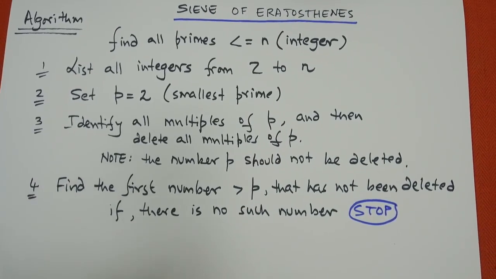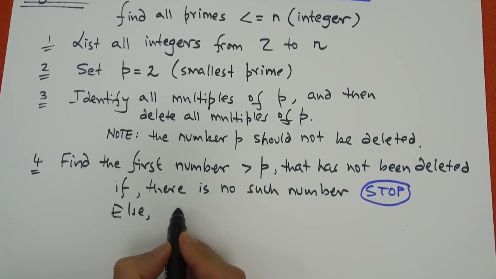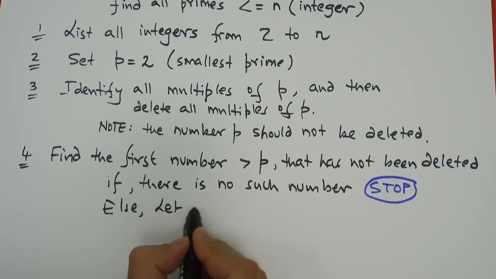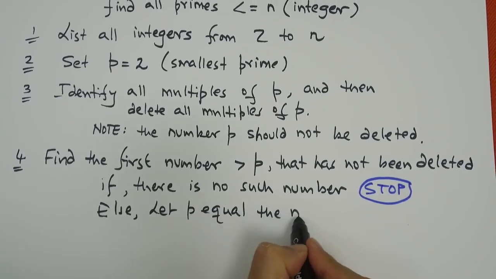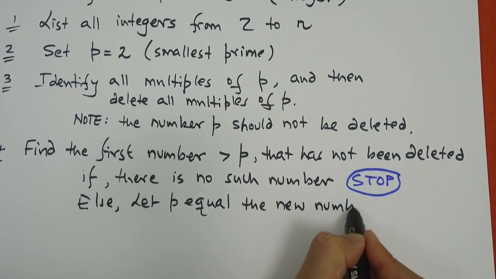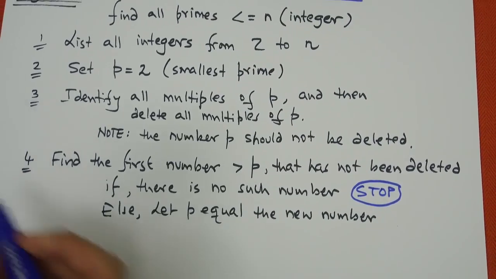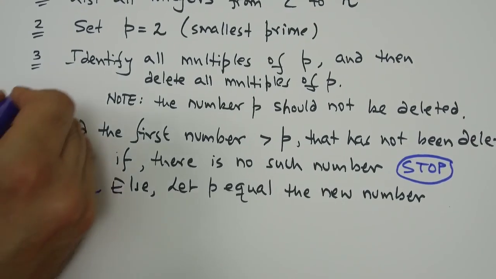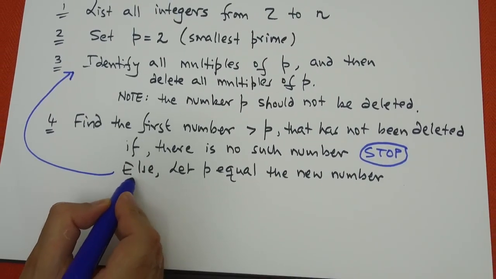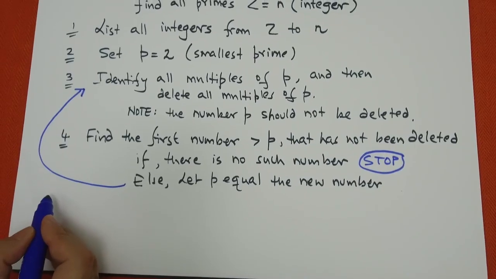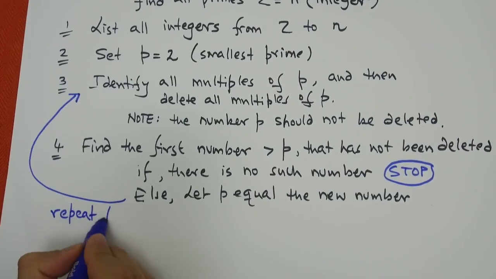Else, what we do is let p equal the new number. If that is the case, then we go ahead and repeat from step 3. So if we come here, then we go back and start again from step number 3. Let's write that down: we repeat from step 3.